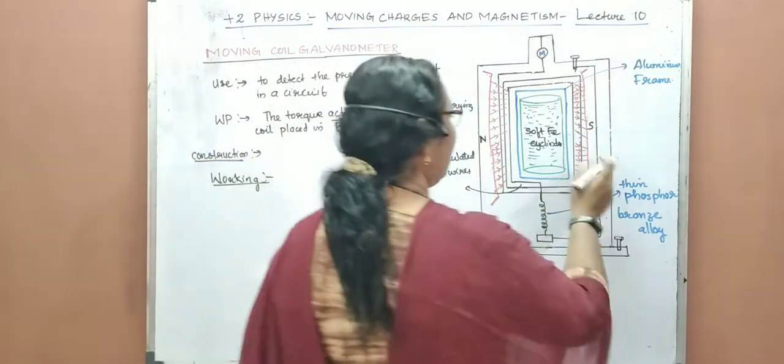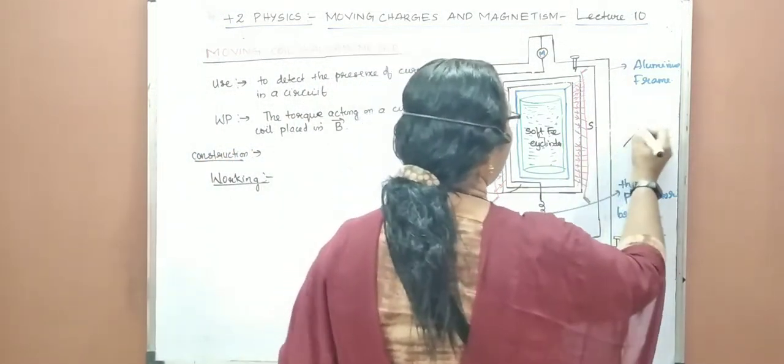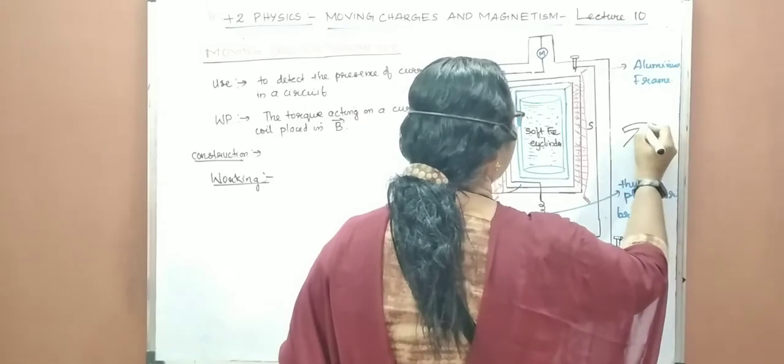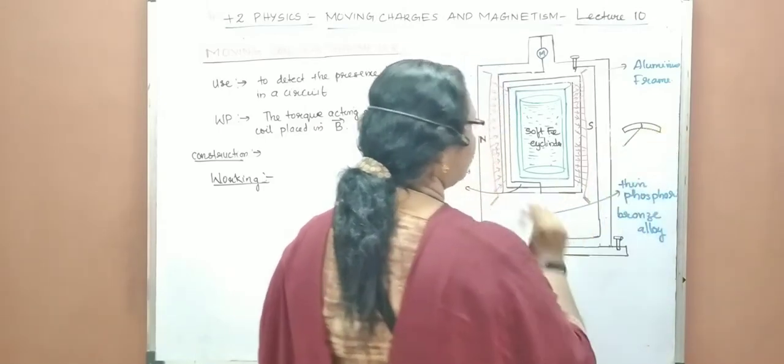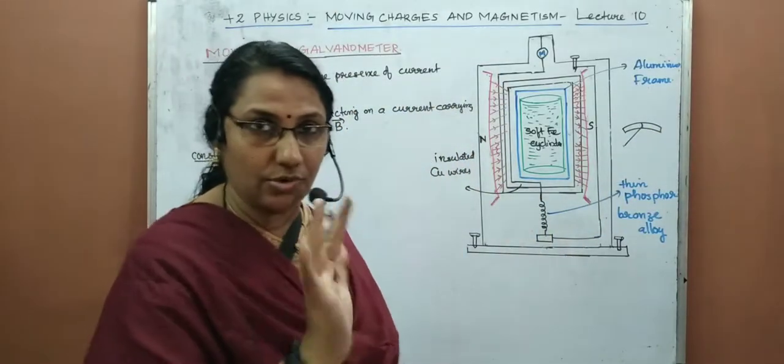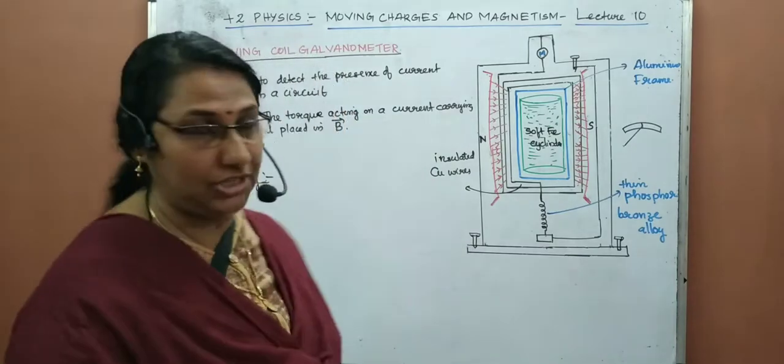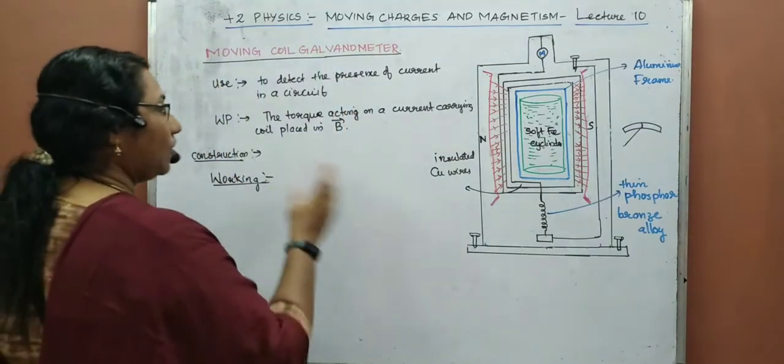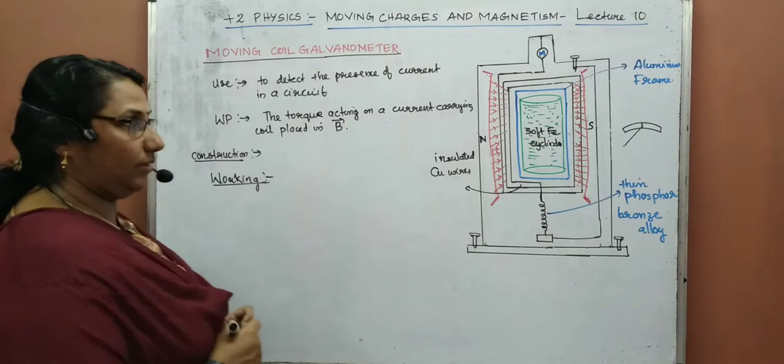Here there is a needle which scrolls over a meter, like this. The needle is connected to the spring and it scrolls over a meter. Then it shows the deflection. We know the deflection. Now we are going to the working.